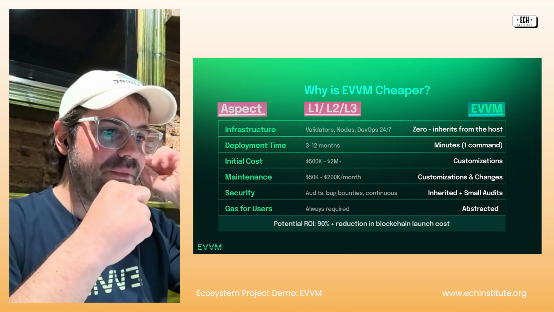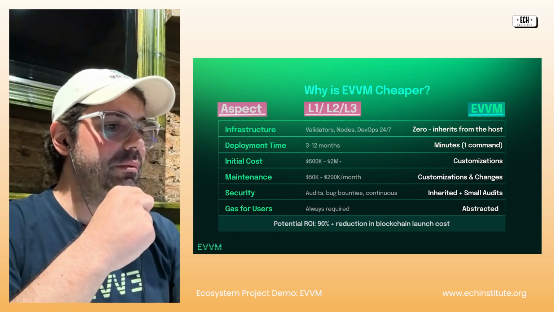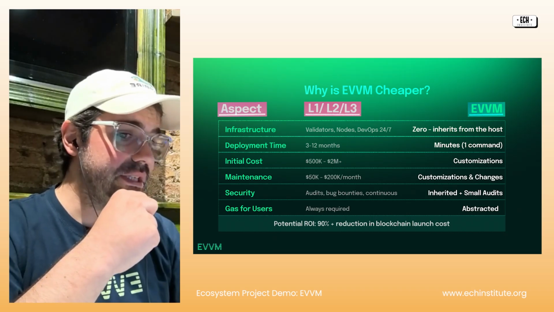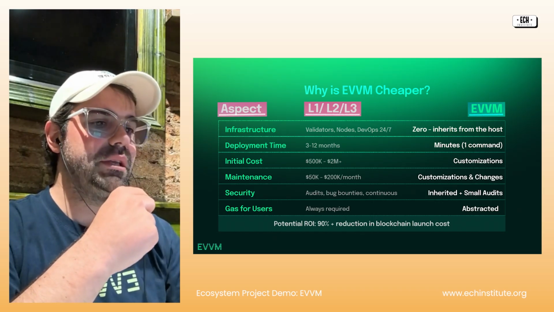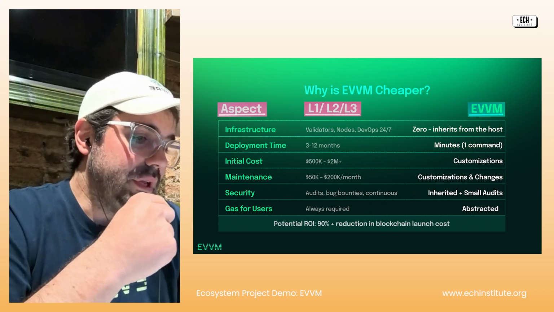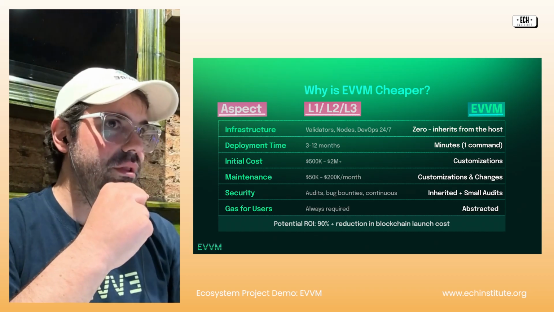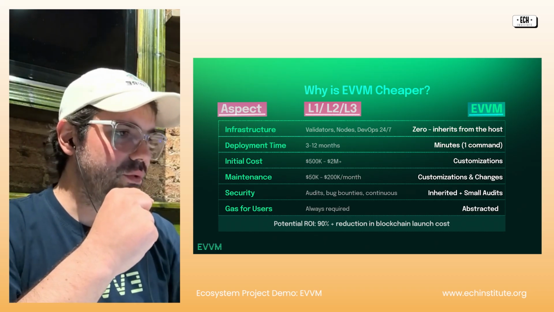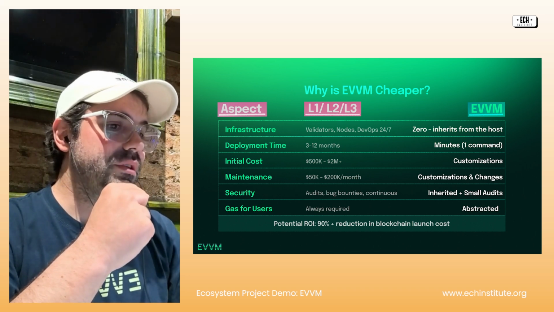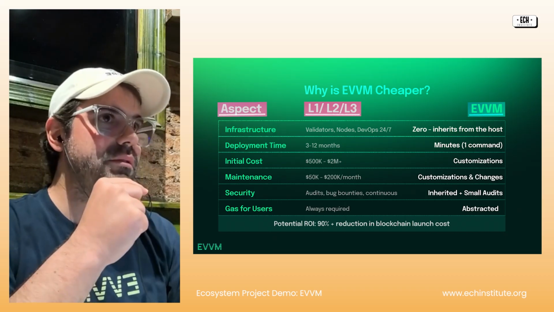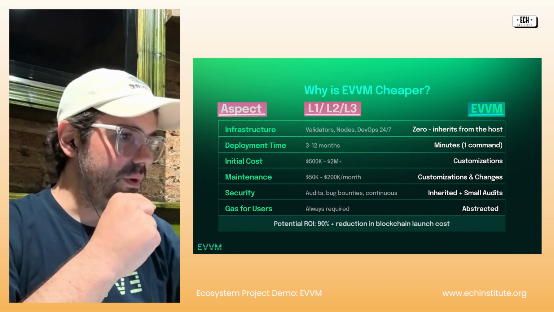On maintenance, there is a maintenance cost on any traditional blockchain and L2, and on the EVVM it will be only more customizations and changes. On the security side, a traditional blockchain L2 is constantly receiving audits and giving bounties continuously. On EVVM, all this is inherited, and you can do small audits as you add more code, or when you want to check that everything continues to be good. And gas for users in traditional blockchains and L2s is always required. Sometimes they can do some abstraction, but those are very particular implementations, while on EVVM it is always abstracted natively.